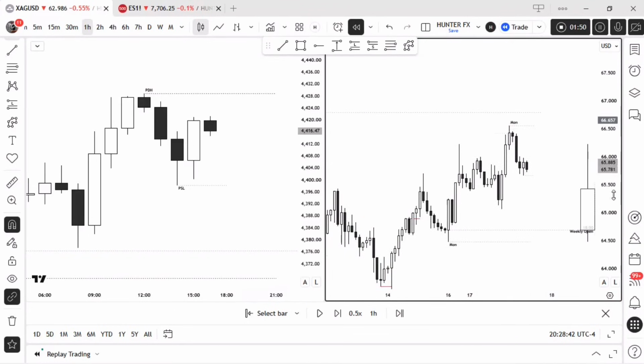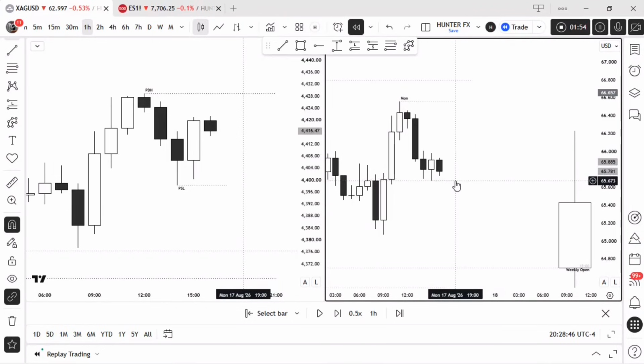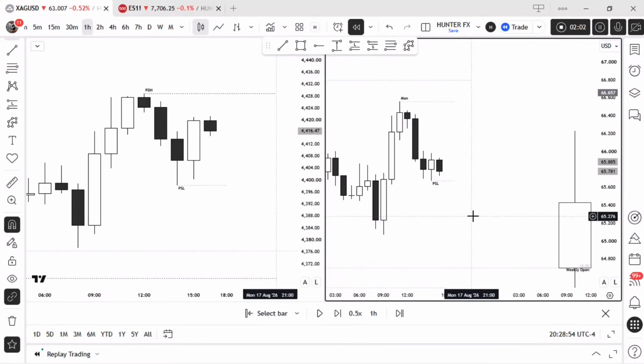Now, without wasting time, let's dive into it. We're going to name this low the previous session low. Remember, it's the last quarter of the day. This is the previous session low. Okay. Now, the market on the open. Let's see what it provides.